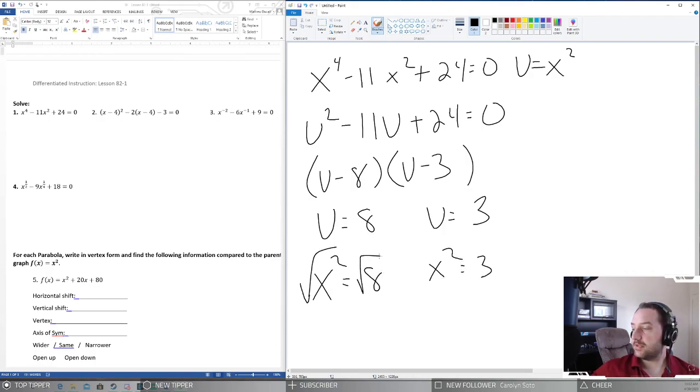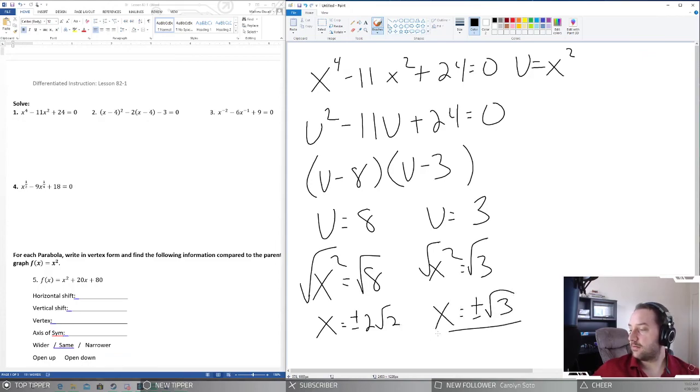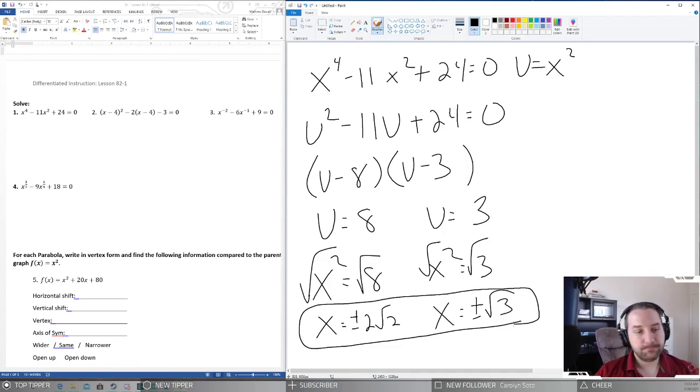Square root both sides. x equals plus or minus 2 root 2. And then x equals plus or minus root 3. And so that's going to be our answer.